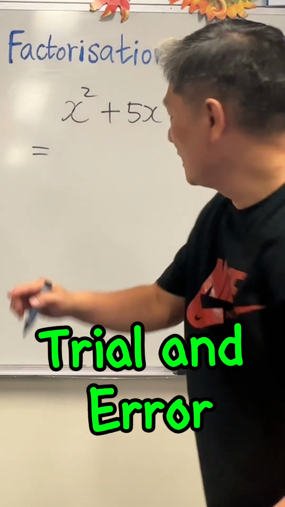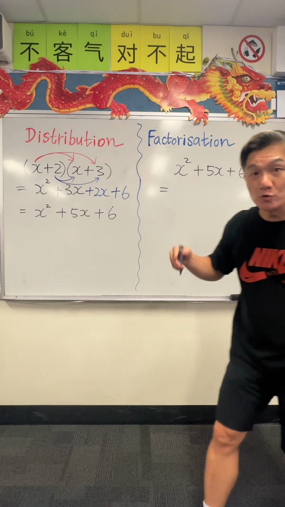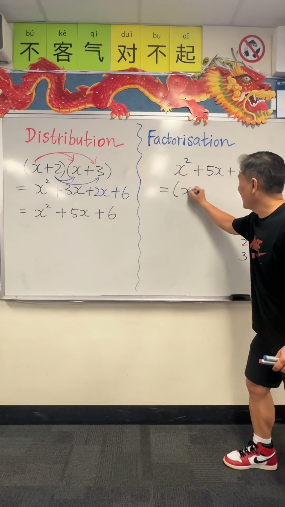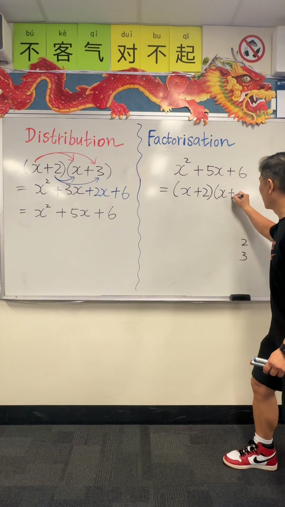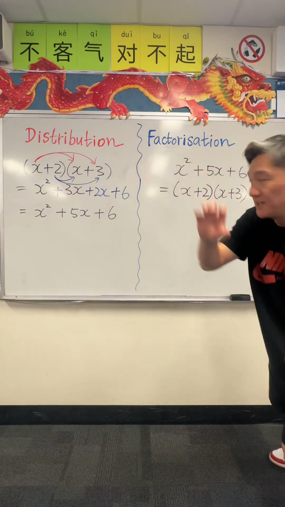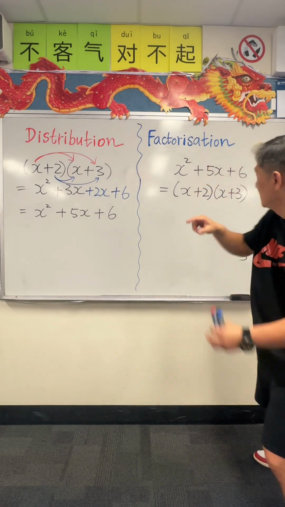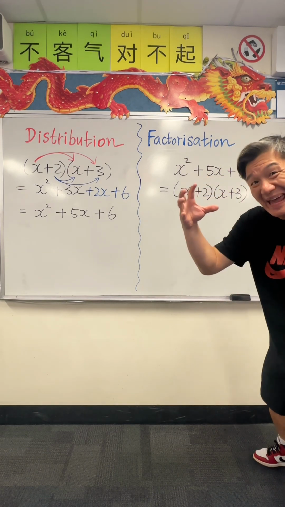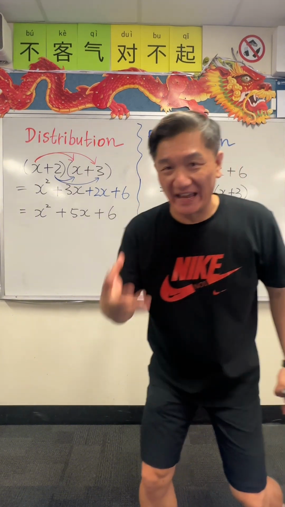And that's why when we factorize this expression, we have to write it as x plus 2 and x plus 3. 6 is broken down into 2 and 3 because they multiply to get positive 6. And when they add together, 2 and 3, I will get 5x.